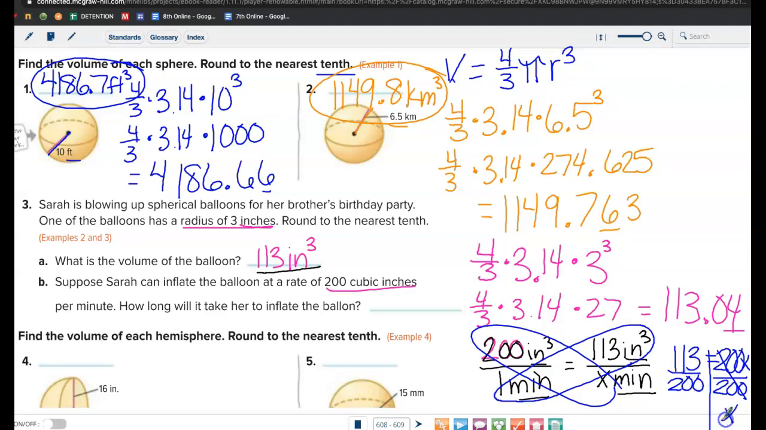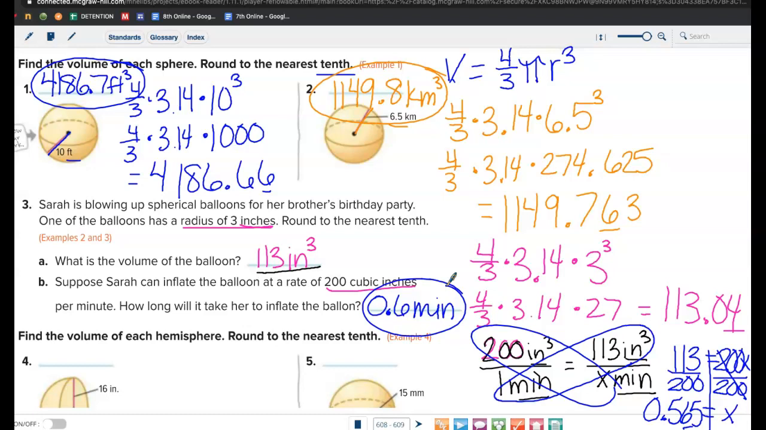So now I have x equals, I take 113 divided by 200, and I get 565 thousandths, but I'm going to round it to the nearest tenth because that's what the directions say. So this 6 tells my 5 to go up. So it's going to take about 6/10 of a minute.